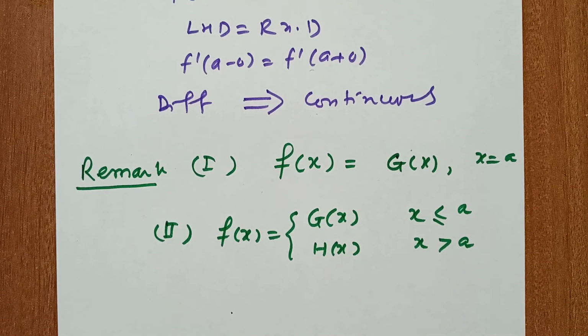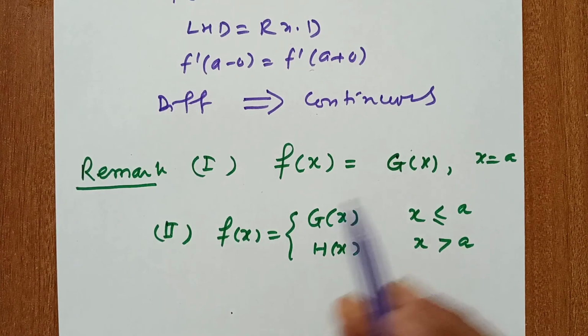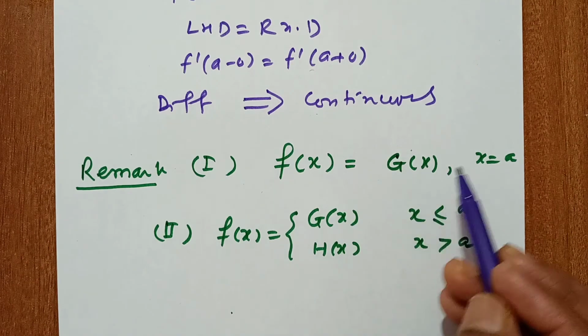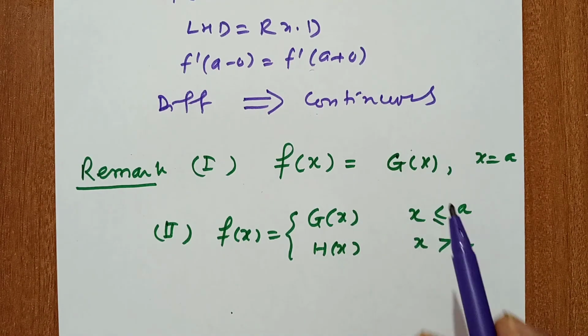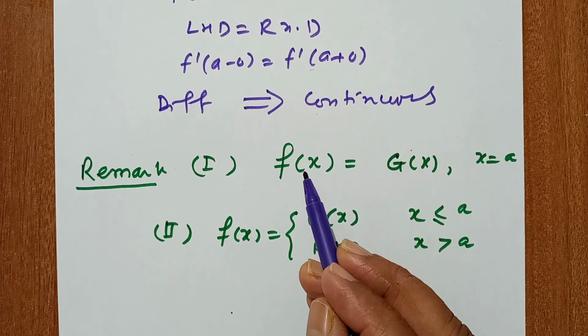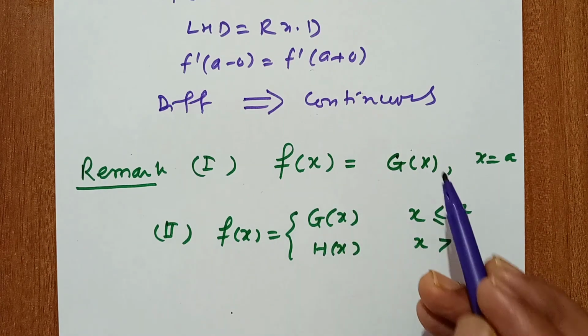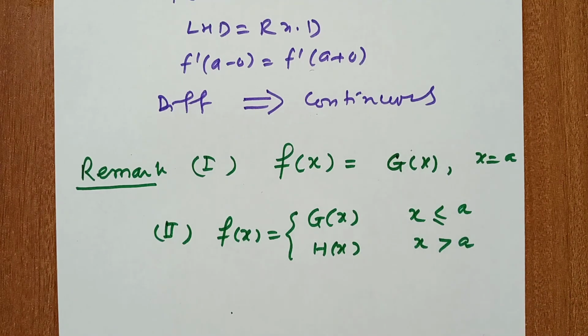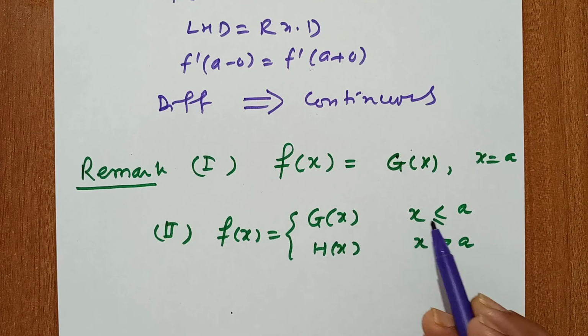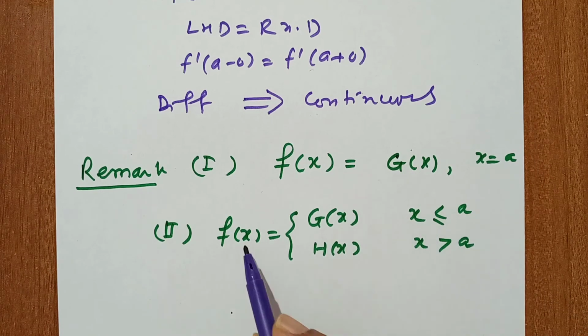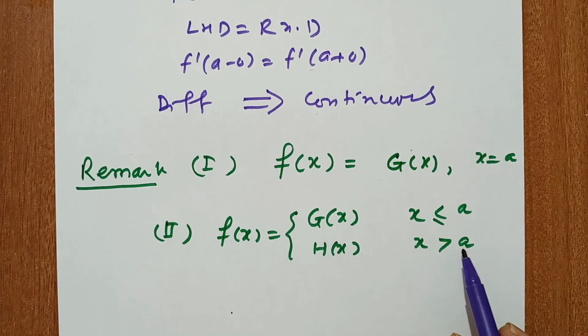Now, this is a very important remark. If you are given only one function, g(x), you will calculate the left hand derivative and right hand derivative both for this function. But if you are given two functions, that means f(x) = g(x) when x ≤ a, and f(x) = h(x) when x > a.